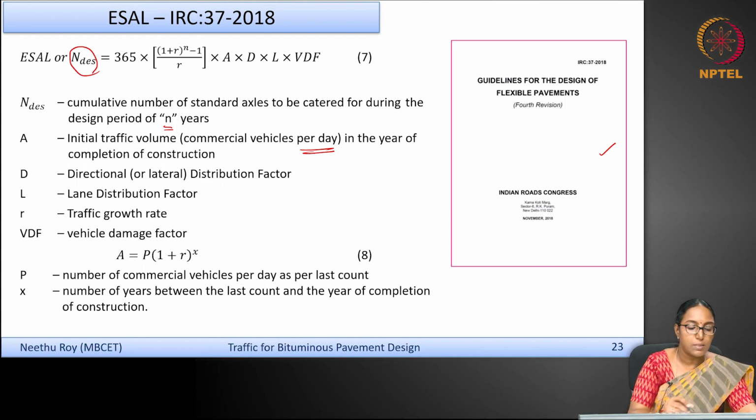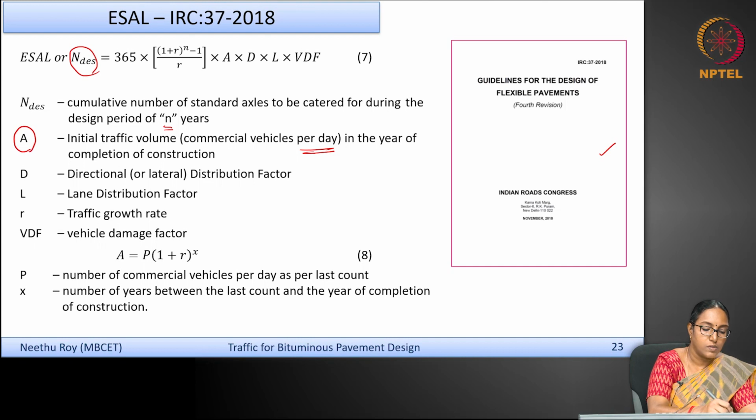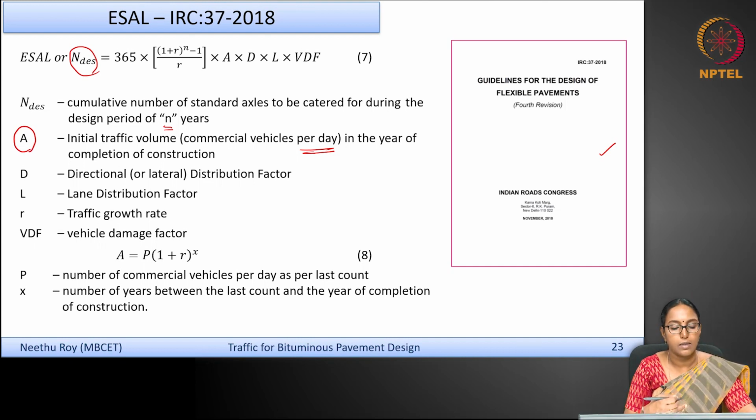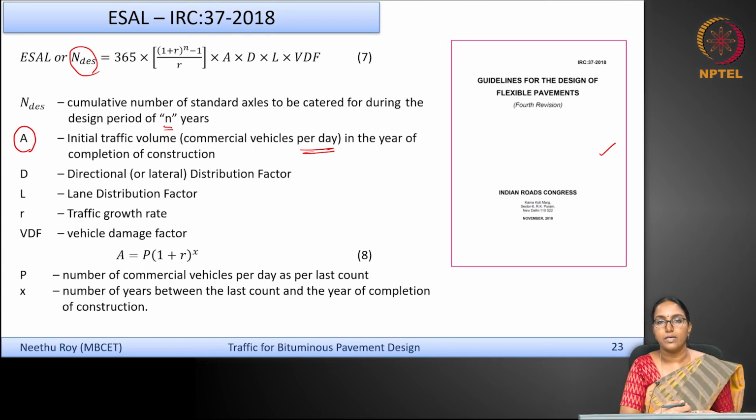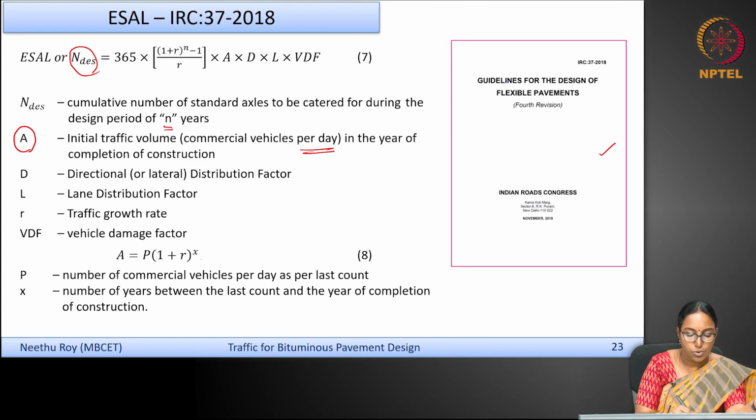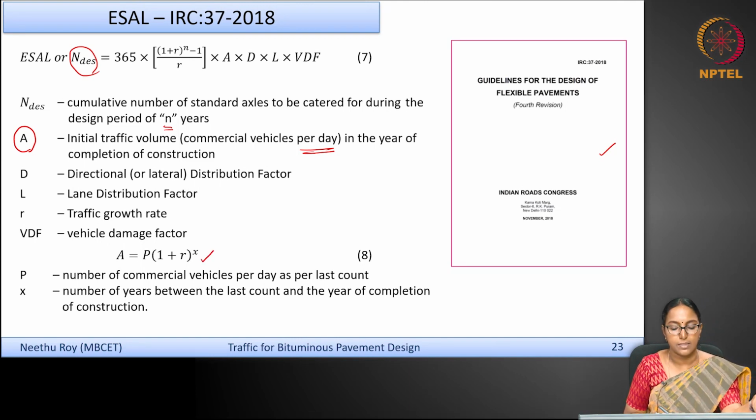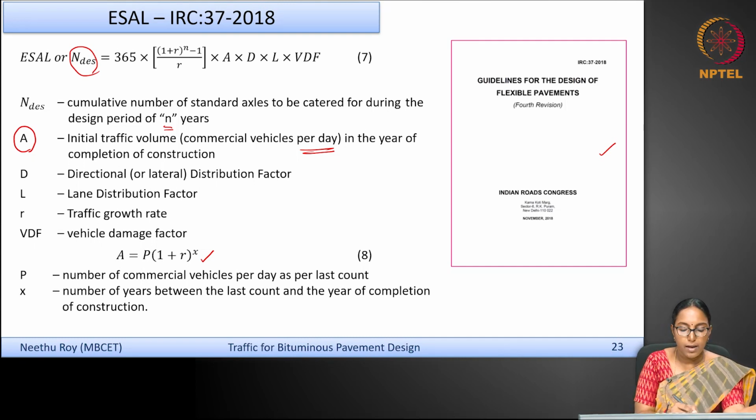Okay. Now, suppose this data is not available. You might have taken the traffic volume count some years prior to that. Then in that case, first of all, you have to find the initial traffic volume A before projecting it for n years. So, how do you do that? A is given as P into (1 plus r) raised to x, the same concept that we have already discussed, just projecting it to a future date, where r is the growth rate.